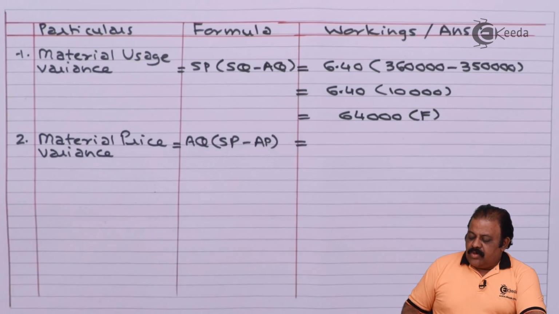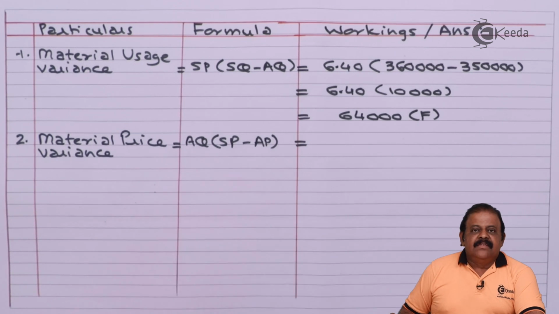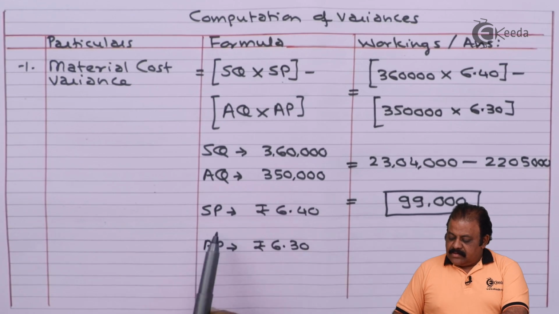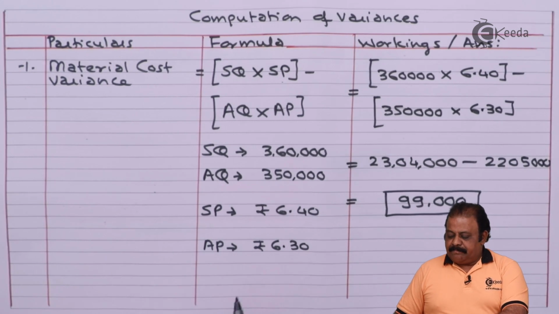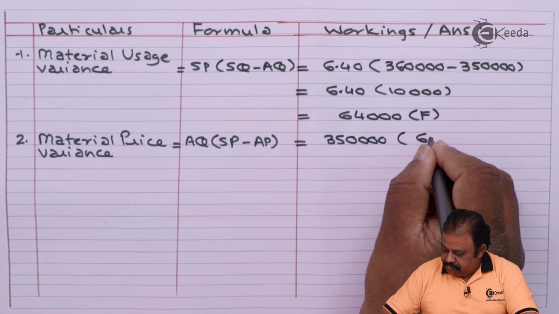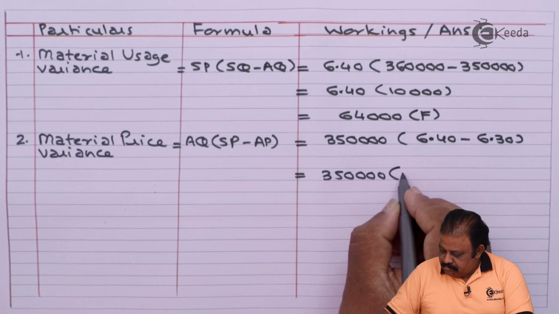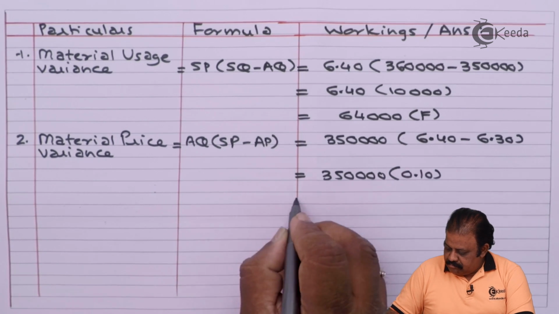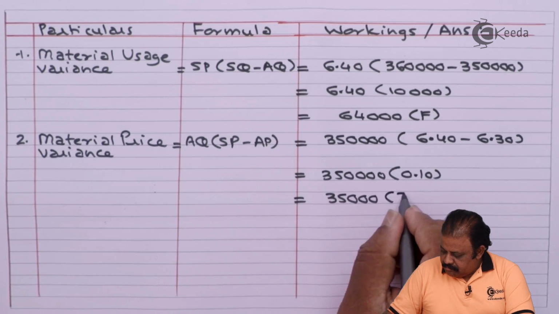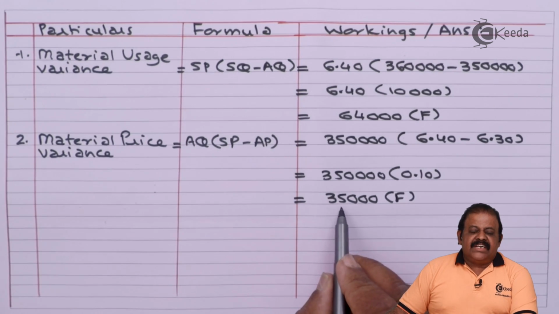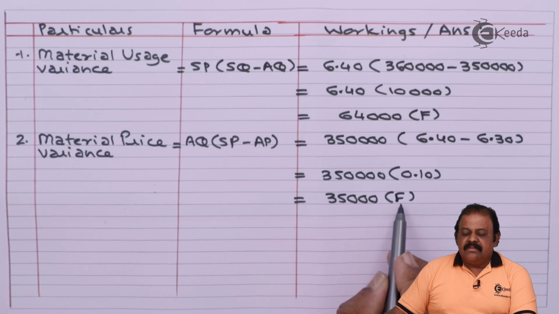Material price variance is equal to actual quantity multiplied by standard price minus actual price. Actual quantity 3,50,000. Standard price 6 rupees 40 paise. Actual price 6 rupees 30 paise. Material price variance we got 35,000 positive, that is favorable.